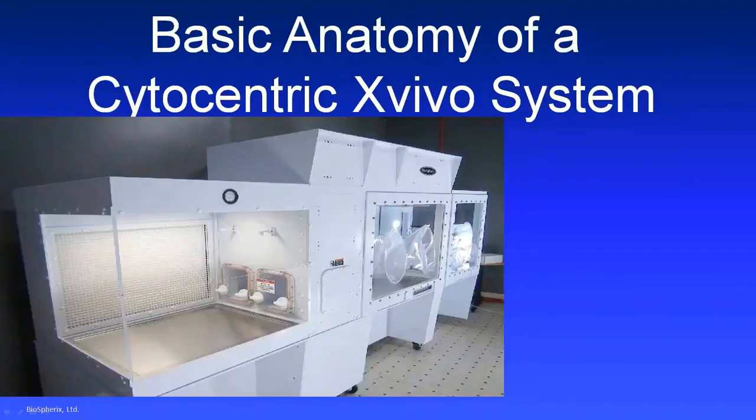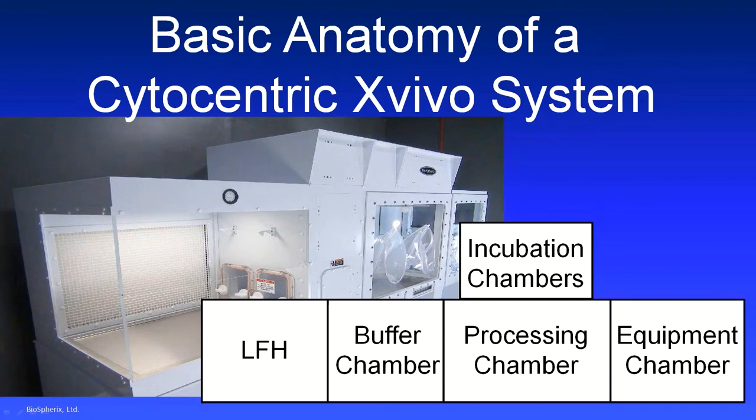So let's talk about the basic anatomy of an Xvivo system. There are 4 basic types of chambers in the Xvivo system. We're going to be going through each one of these. There's the LFH, or the laminar flow hood, which is the entry and exit point for anything being imported or exported from the system. You have buffer chambers, which go between the laminar flow hood and your processing chambers where the action happens. Then you have incubation chambers, which you might have off of that. And then we have equipment chambers, actually, which are specialized type of processing chamber.